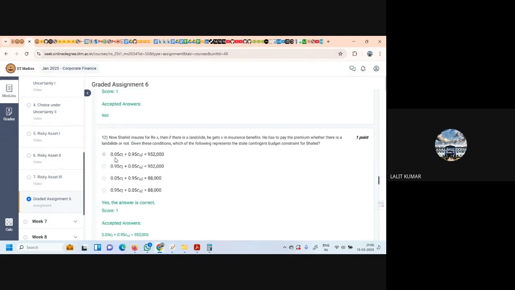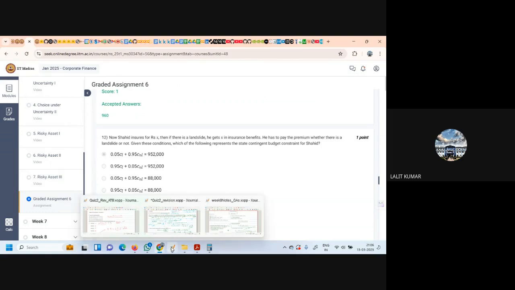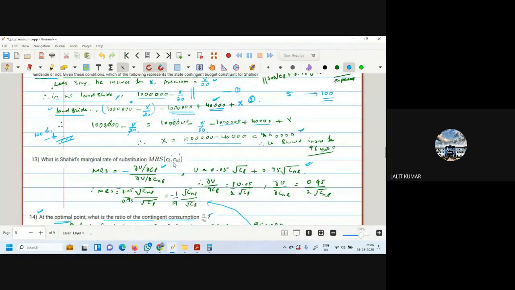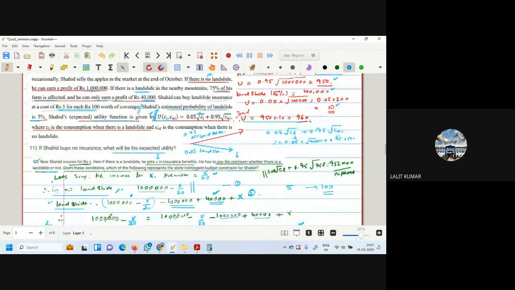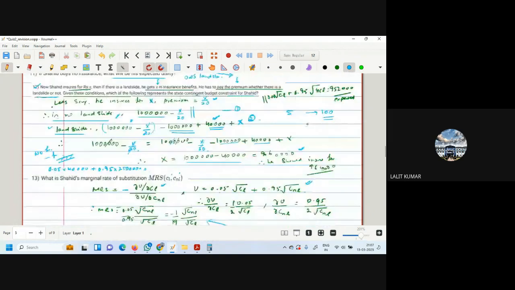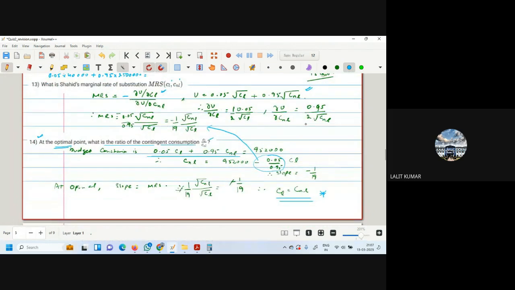So here, if we see the budget constraint, it is how much he is getting. So 0.05 into 40,000 plus 0.95 into 2,50,000, and we calculate this as 95200. Budget constraint is this. That I understand. Initially, you said like when there is no insurance or something. Yes. Okay.